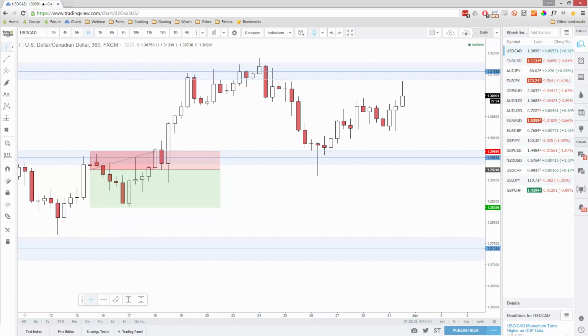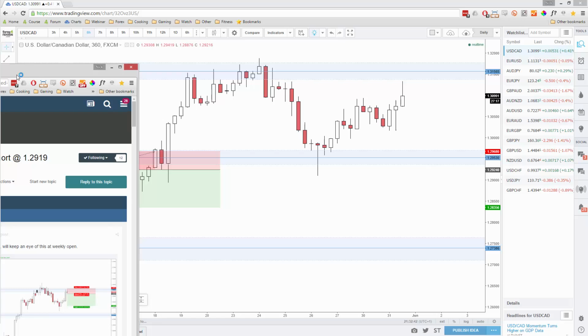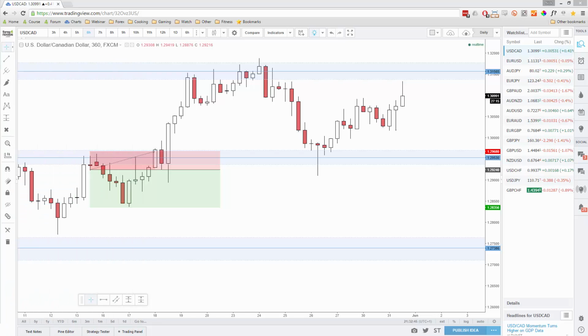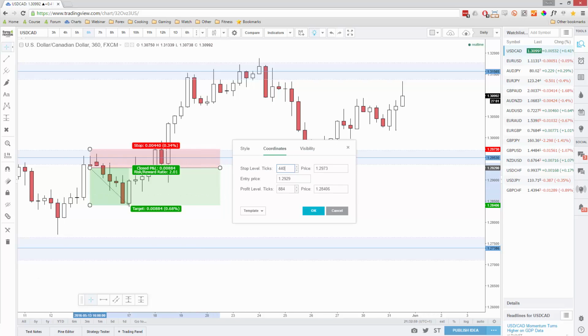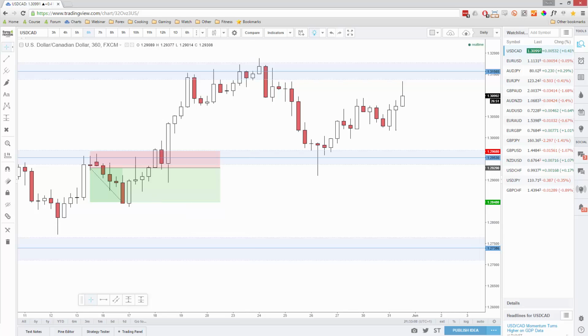Let's look at USD CAD. Give me a quick second here. I'm just going to go back to the forum and grab my entry price and all that stuff for this trade. Oh, that's already accurate. All right.